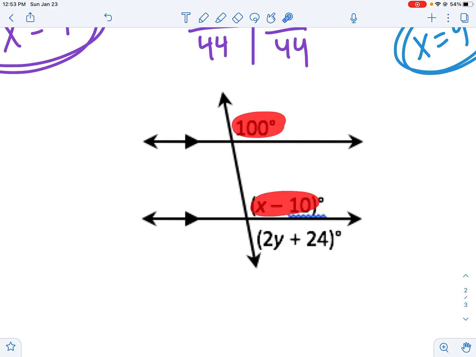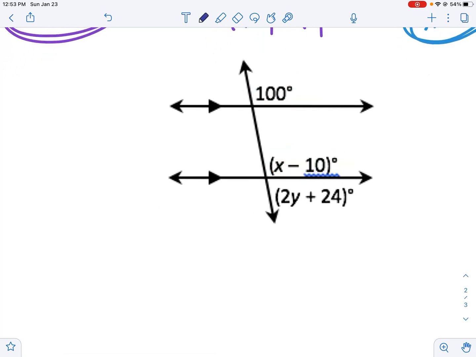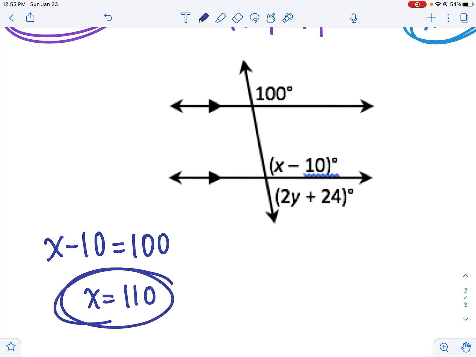So first, I'm going to use this and ask myself, what type of angles are those? Top right. Well, top right makes those corresponding, and corresponding is part equals part. So I could say x minus 10 equals 100, or 100 equals x minus 10. Add 10 to both sides, x would be 110. Okay, well that's x. Now I need to figure out what's y.